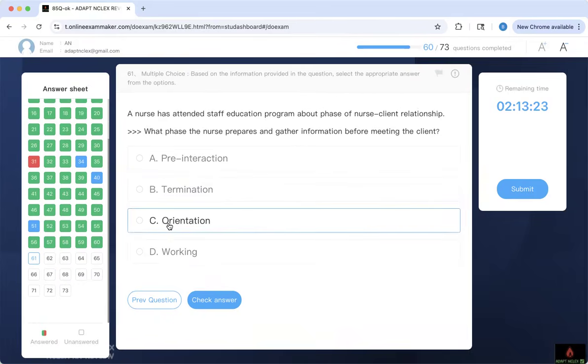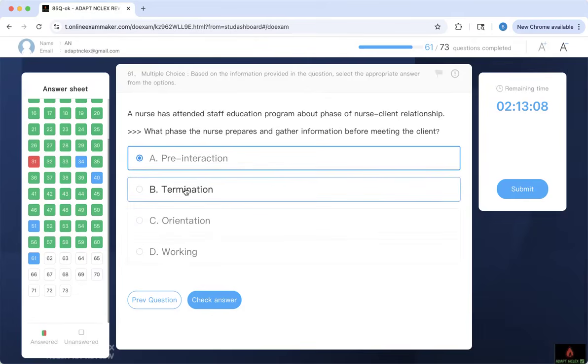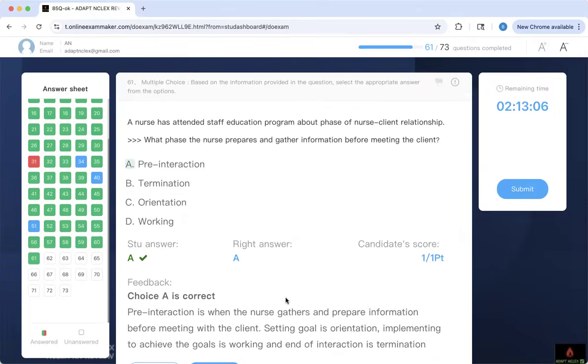Pre-interaction, termination, orientation, and working. What do you think? Pre-interaction is when you prepare to meet them. When you meet them, you orient them. And then termination, at the end of the time, you're discharging them. And working is when you come up with a plan to work with the patient.